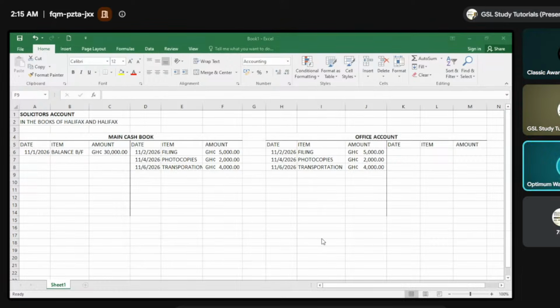I was thinking that you'd rather debit the main cash book and credit the client cash book. No, I disagree with that. Optimum, please come in. From the note that you gave us, what is written here is debit client ledger and then credit client cash book. That is what is here.